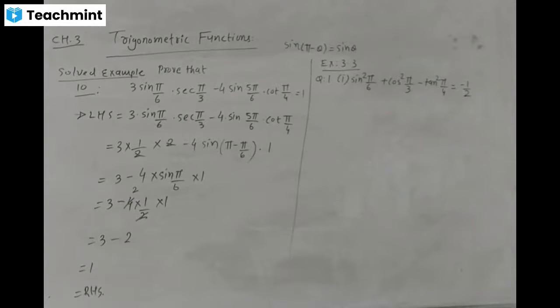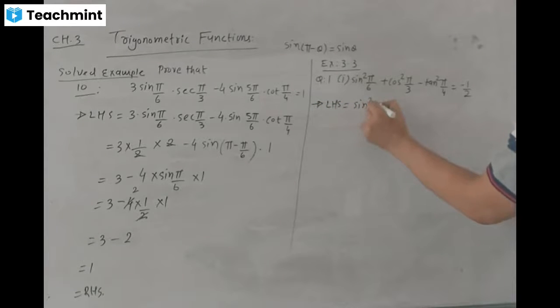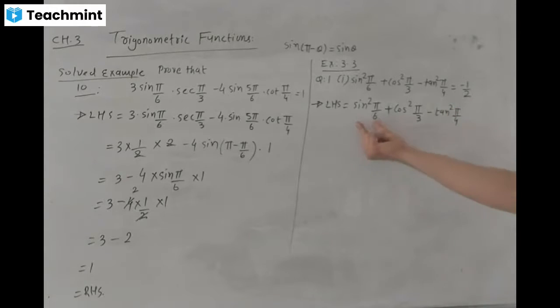Okay. So first we write the left hand side. Left hand side is equal to sin square pi by 6 plus cos square pi by 3 minus tan square pi by 4. What is the value of sin pi by 6? Sin pi by 6 value is 1 by 2 whole square, plus cos square pi by 3. Cos pi by 3, that means cos 60, is equal to 1 by 2 whole square, and tan pi by 4, that means tan 45, and tan 45 value is equal to 1 square.